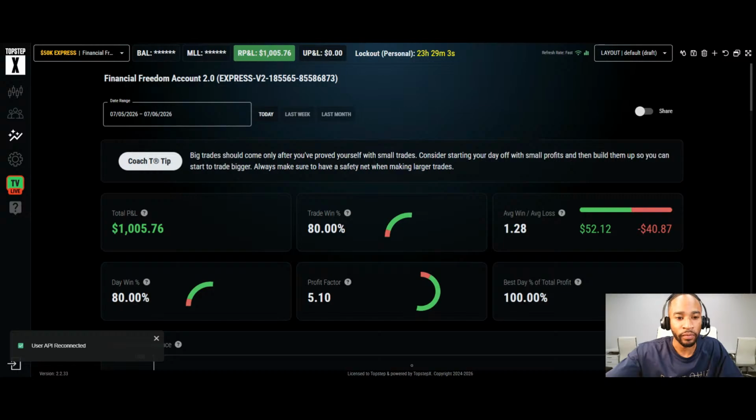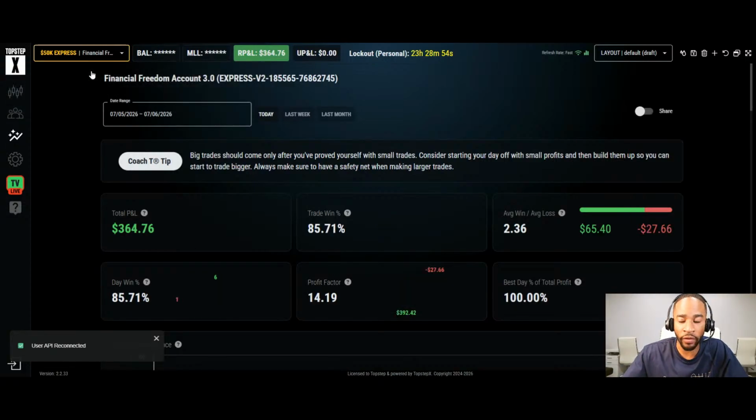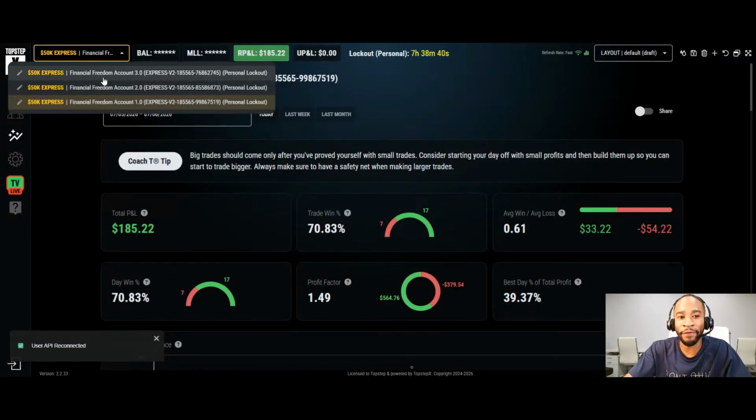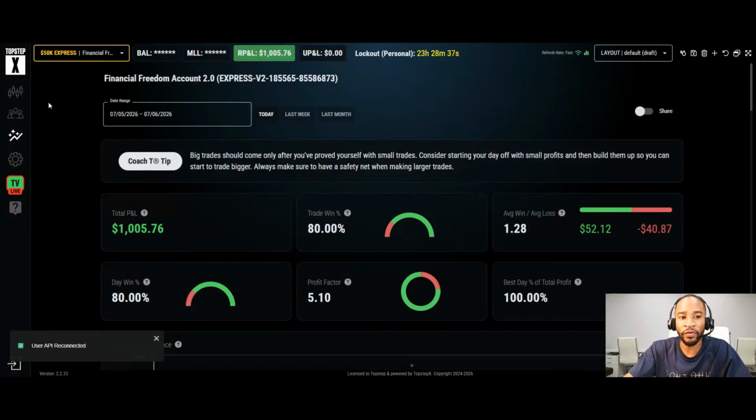So today, in the one funded account, we're up $1,005.76. Our other funded account, $364.76, and our other funded account, $185.22. So today, family, we made $1,555.74 within the first 30 minutes of the trading session.